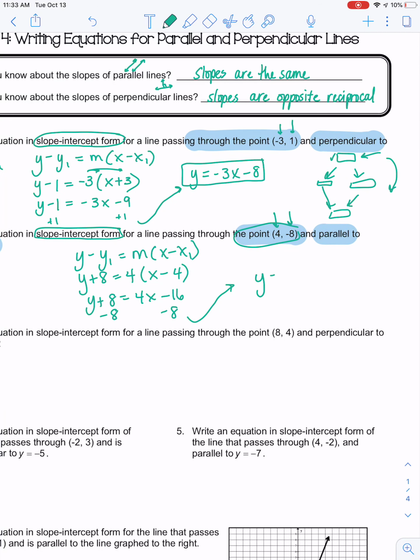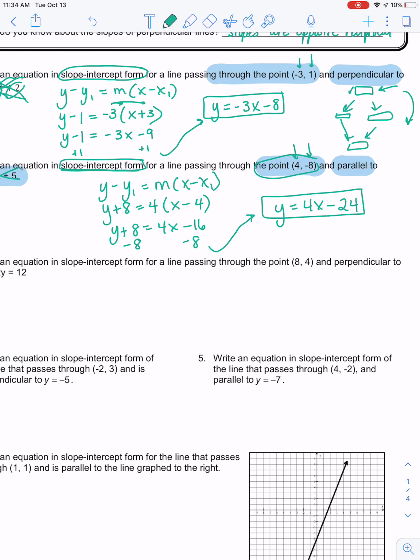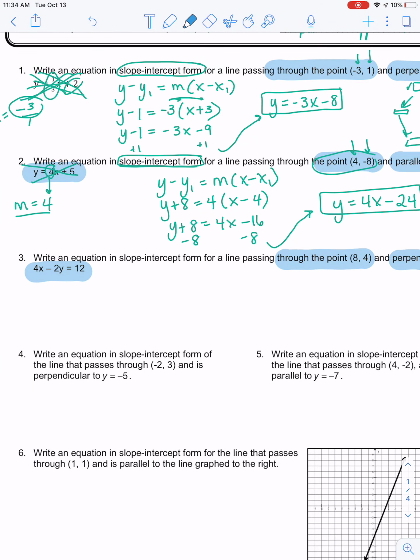So y equals 4x minus 24. Okay, and again, they wanted slope-intercept form, so it's good to stop there. All right, one more. Write an equation in slope-intercept form for a line passing through the point. So again, they're giving me a point, not a y-intercept. And perpendicular to, that's important, 4x minus 2y equals 12.